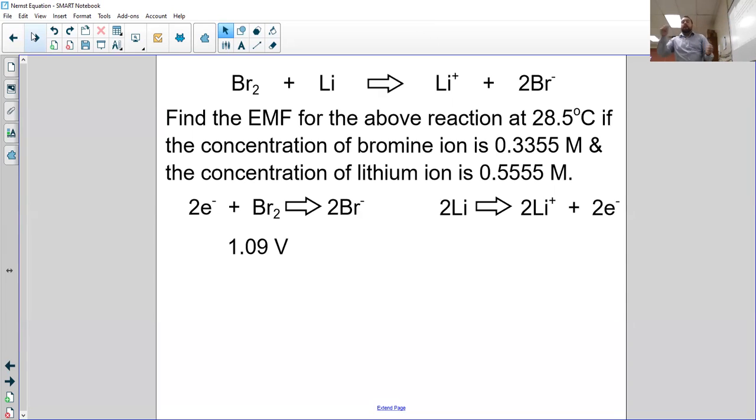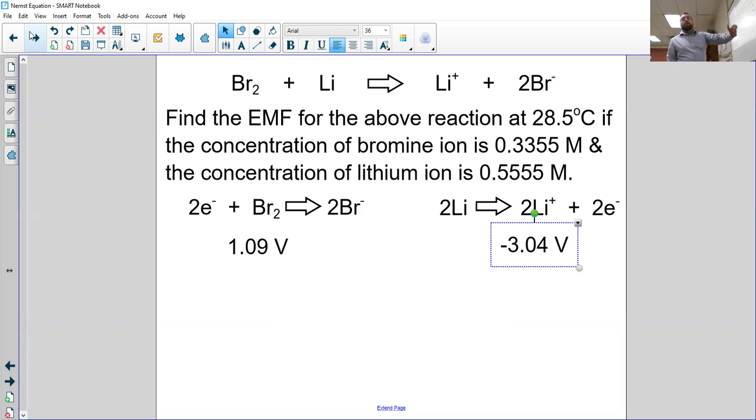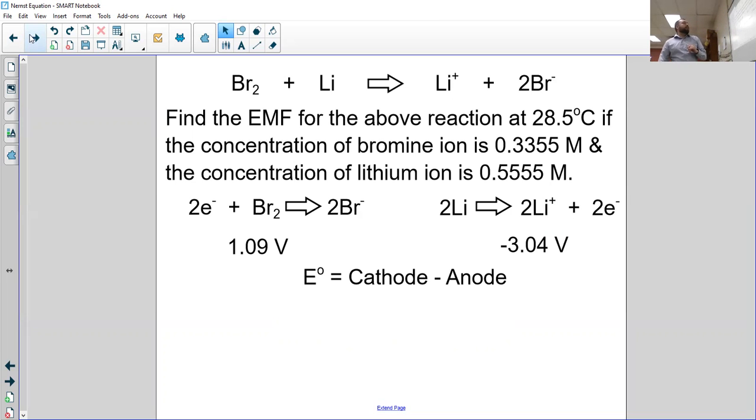We're going to pull up the table that we're going to post on Google Classroom so you guys don't have to lug the textbook around. Our standard reduction potential for the bromine reaction is 1.09 volts. Our standard reduction potential for the lithium half reaction is negative 3.04 volts. Remember, we don't multiply this number even though we multiplied the half reaction by 2. We keep this negative 3.04 volts straight from the table. No multiplication for that part. So our standard potential is equal to the cathode minus the anode: 1.09 volts minus a negative 3.04 volts. That turns into an addition problem, and it's 4.13 volts.